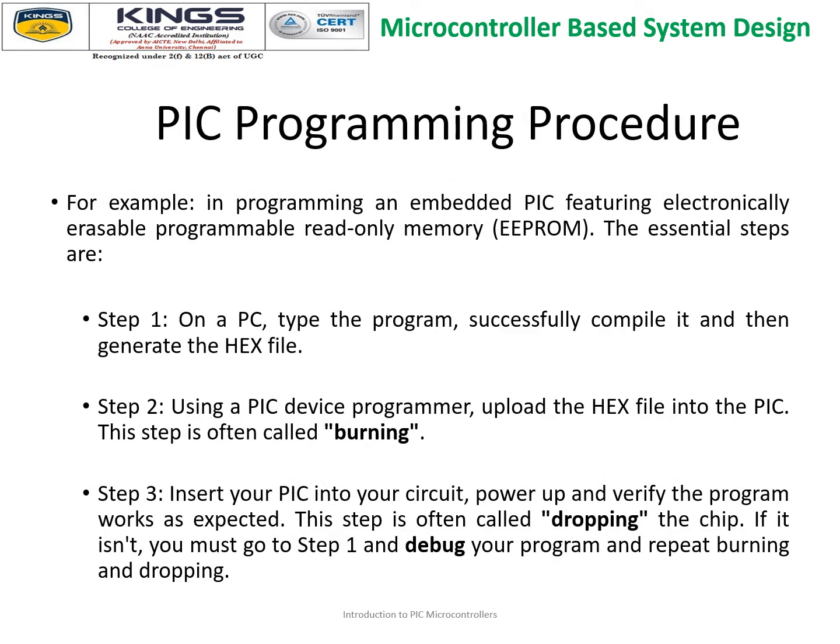So, the programming procedure of PIC. The essential steps are: on a PC, type the program, compile it, and then use the hex file. This hex file is uploaded into the PIC using a programmer, and this process is known as burning. After burning the program, the PIC is inserted into the circuit and the power is switched on, and the program is checked to see whether it is working or not. This is known as dropping. If it is not working properly, we have to go to step 1, debug the program, and then repeat the burning as well as dropping. This is usually the procedure for programming PIC.